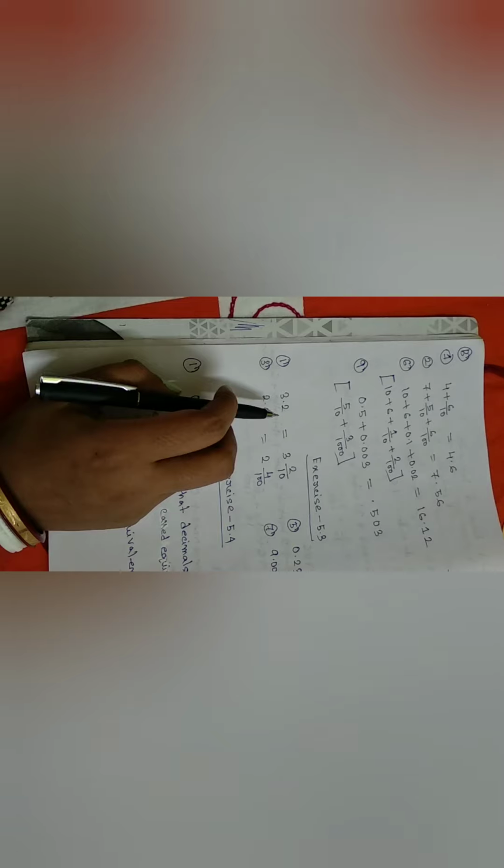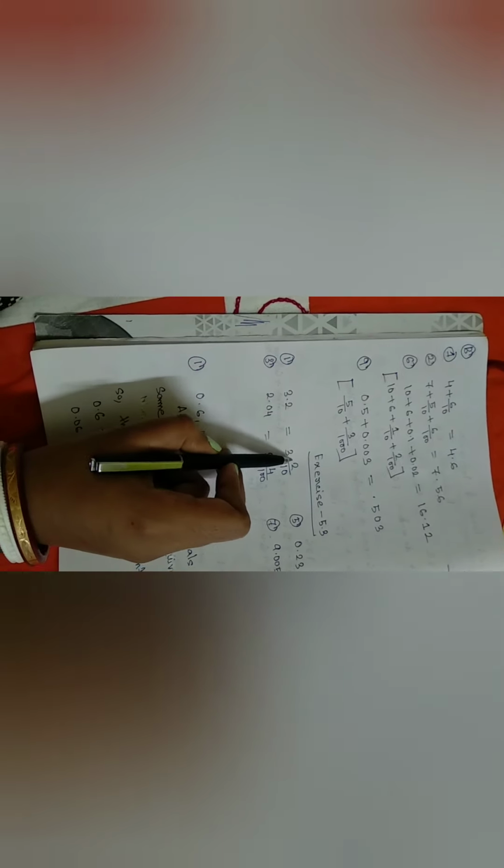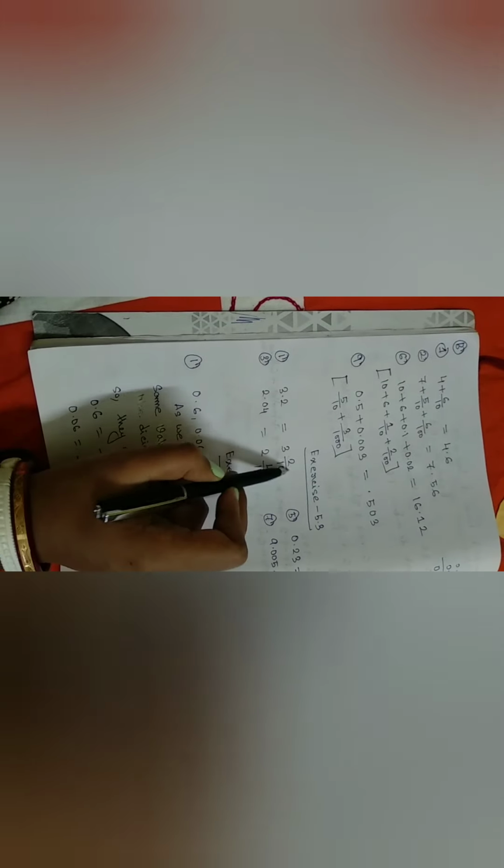Now exercise number 5.3. 3.2. Now 3 is a whole number and 0.2 means 2 by 10. 0.23. So there is no whole number. So write down 23 directly, and there are two 0s after 1 in the denominator because there are 2 numbers after the point. So 23 by 100.